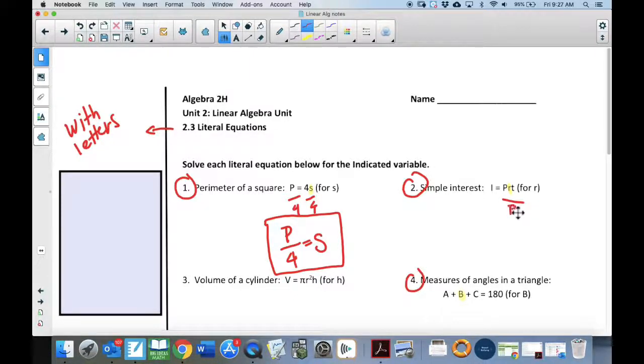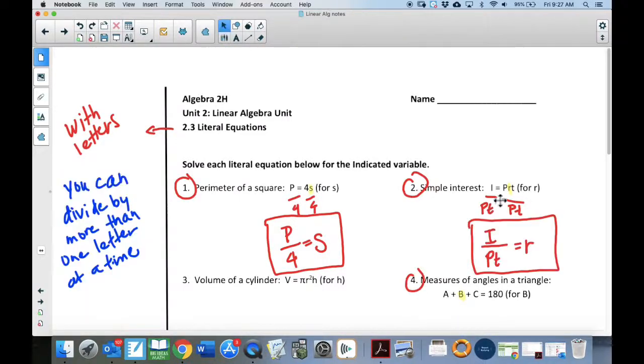We can divide by more than one variable at a time. So I can divide by both P and T at the same time. So my final answer is I over PT is equal to R, because this P canceled, this T canceled, and it left me with an R. Why don't you go ahead and write that in the margin, because that's kind of an important thing to remember, that you can divide by more than one letter at a time.